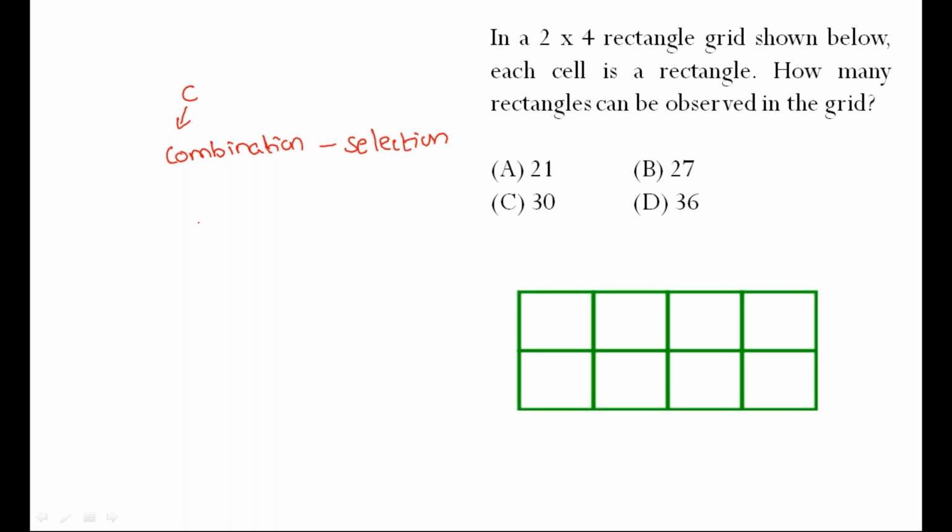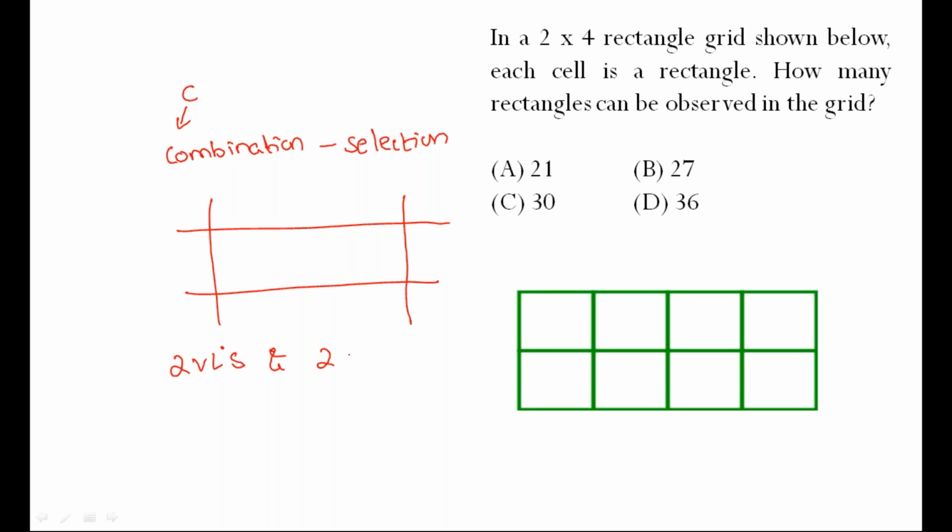Right, now among these, for one rectangle we require 2 vertical lines, see this, 2 vertical lines and 2 horizontal lines are required for one rectangle. What we need is 2, Gayatri, are you there? For one rectangle, 2 vertical lines and 2 horizontal lines are enough. So from the existing horizontal lines and vertical lines, we have to select.